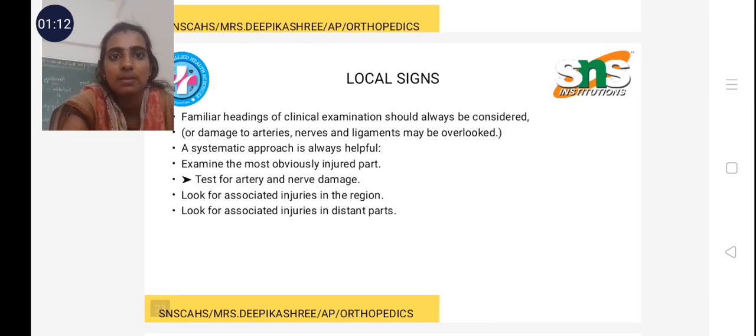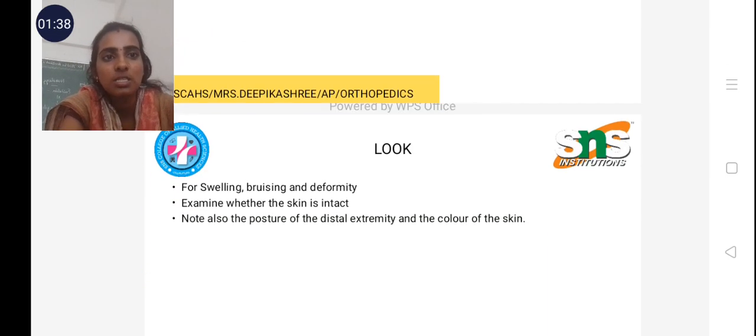Another one is the local sign. In the local signs, the familiar headings of clinical examination should always be considered. Damage to arteries, nerves or ligaments may be overlooked, so a systematic approach is always helpful. Examine the most obvious injured part. Test for artery and vein damage. Look for associated injury in the region. Look for associated injury in a distant part. So this is the local sign.